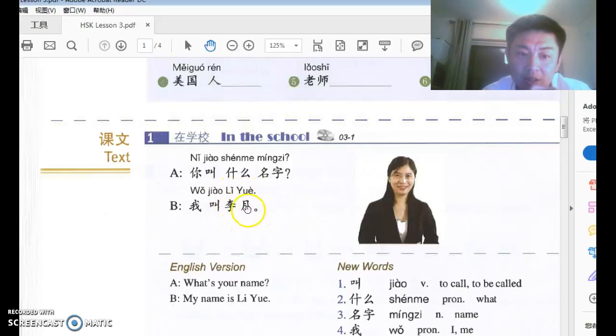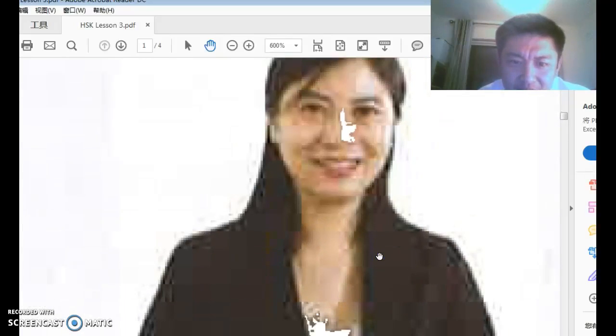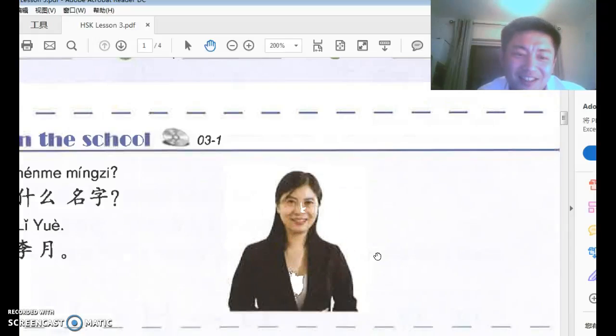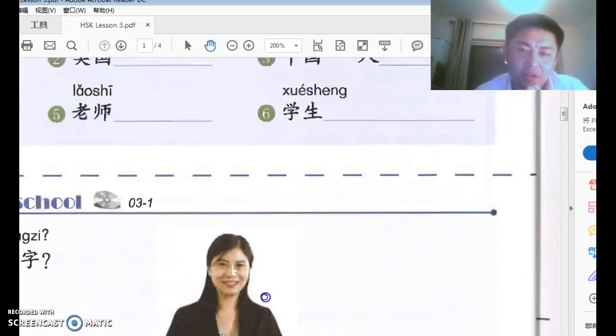Yue, on its own, this Chinese character means moon. So quite a beautiful name, Li Yue. Although she looks like a dude. Yeah. Well, not saying that there's a problem or anything. I don't think she's pretty, looking like a dude.